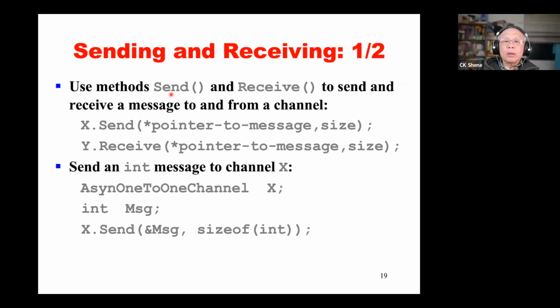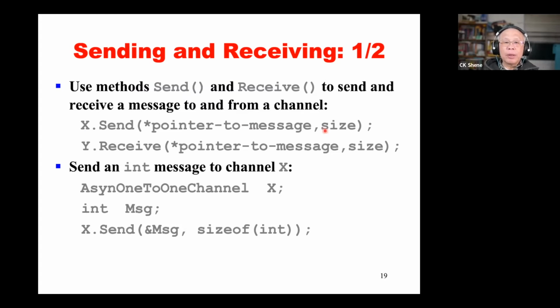Here, let's take a look at a simple example. We use the send method to send messages and the receive method to receive messages. Here is the syntax. X.send means we call the send method of channel X. The send method requires two arguments. The first one is a pointer to a message. Therefore, your message has to be there, and you bring the pointer as the first argument. The second one is the size of the message.